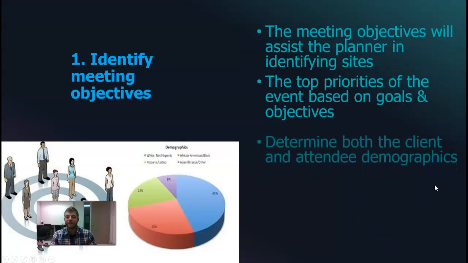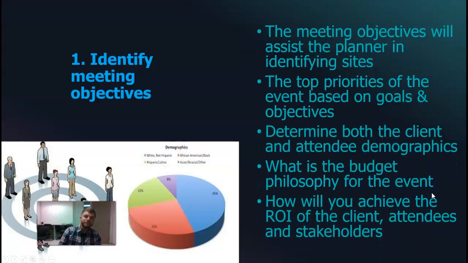So the first one is identify meeting objectives. The meeting objectives will assist the planner in identifying different sites, and you should base this on your different goals and objectives.